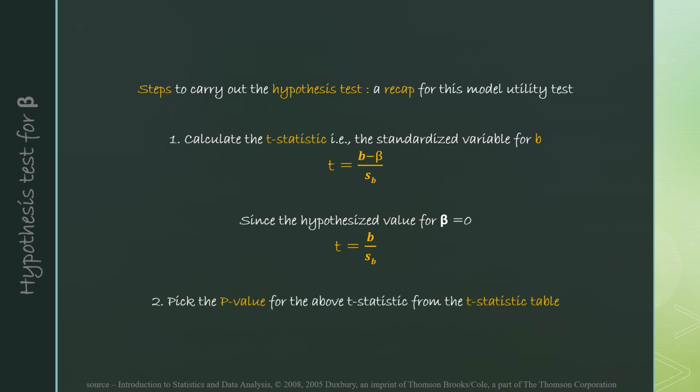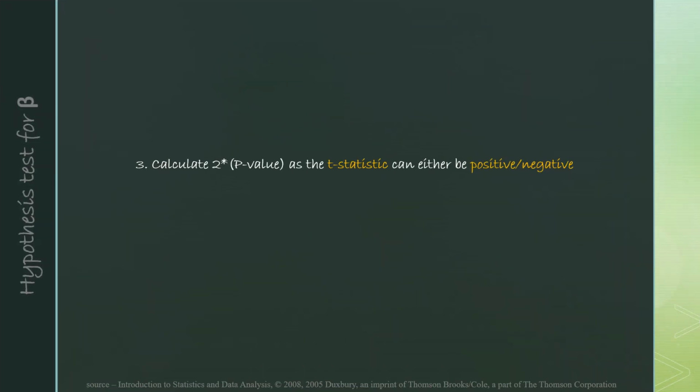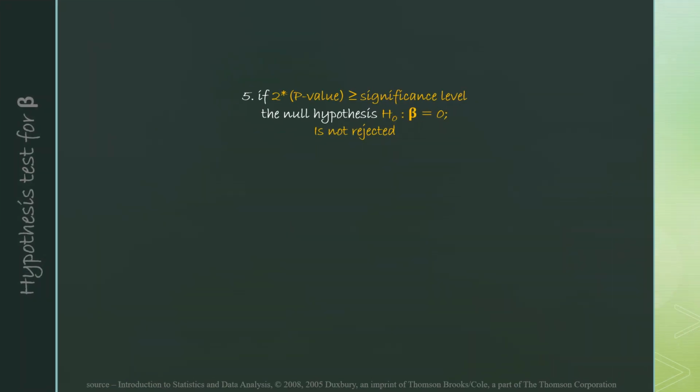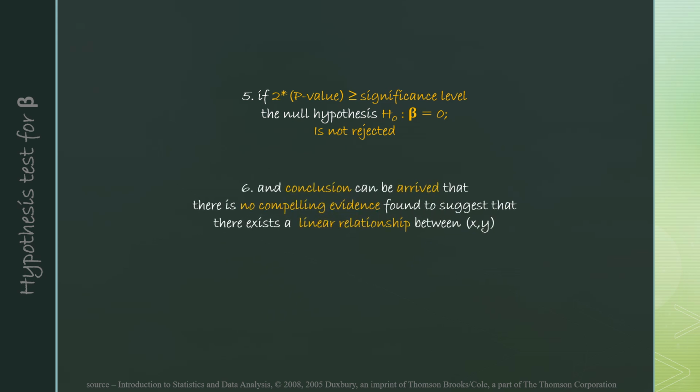Pick the p-value for the above t-statistic from the t-statistic table. Calculate 2 multiplied by p-value, as the t-statistic can either be positive or negative in this case. 2 multiplied by p-value should be compared against the chosen significance level for the test. A widely chosen significance level for hypothesis test is 0.05. If 2 multiplied by p-value is greater than or equal to the significance level, the null hypothesis H0: beta equals 0 is not rejected. And the conclusion can be arrived at that there is no compelling evidence found to suggest that there exists a linear relationship between x and y. And applicability of the simple linear regression model is considered not useful in this case.